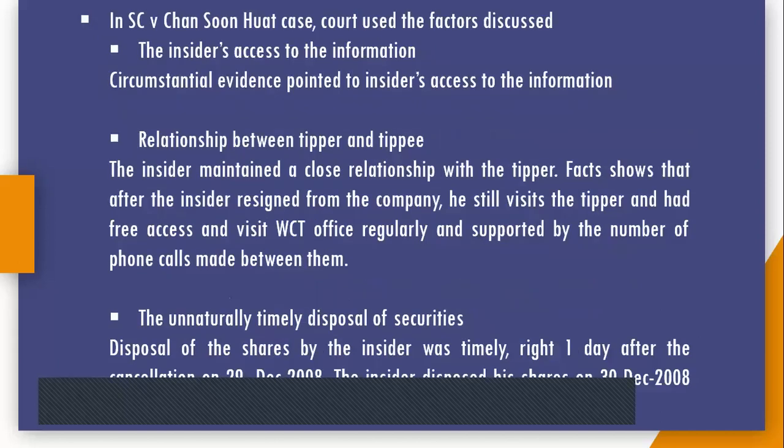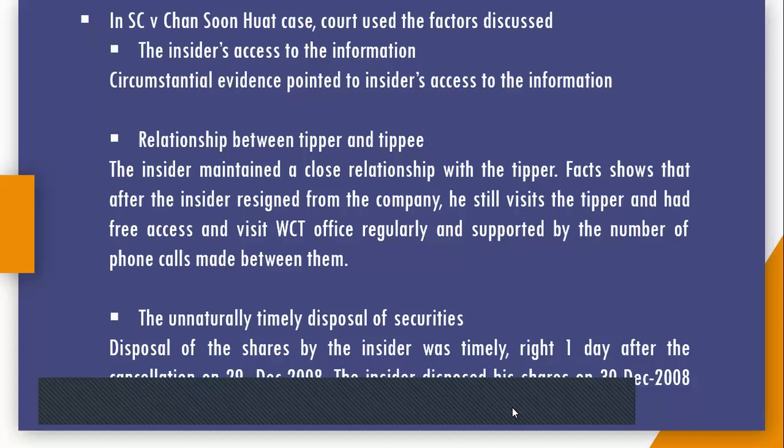In SC against Chan Soon Huat, this is the first case, decided in 2017 and reported in 2018, and the first civil proceedings brought by the SC for insider trading. The court used the factors discussed in Chan Soon Huat's case. The factors are the insider's trading, and the insider's access to information, which we discussed just now. Circumstantial evidence pointed to the insider having access to the information, and the relationship between tipper and tippee.